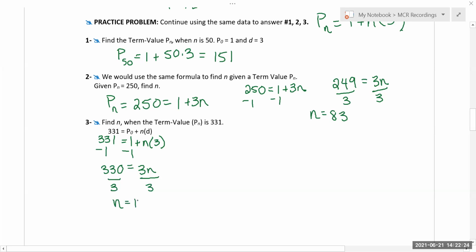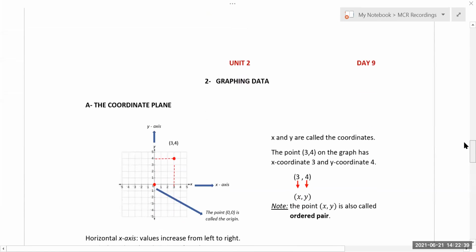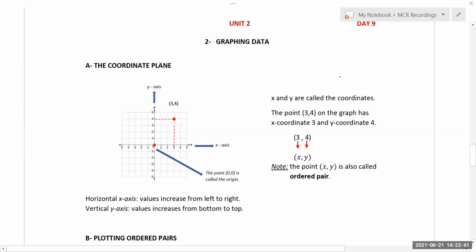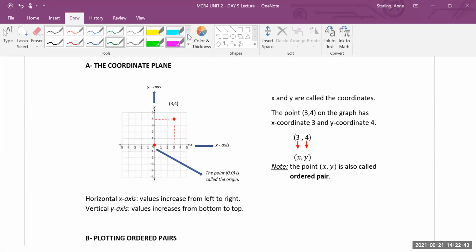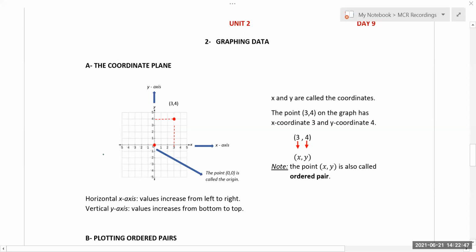And we get n is 110. All right, so we should be able to get that info off a graph. So where we're going with this is graphing some data. To graph data, you have the coordinate plane. The coordinate plane uses X's and Y's. The X and the Y are going to be called an ordered pair.